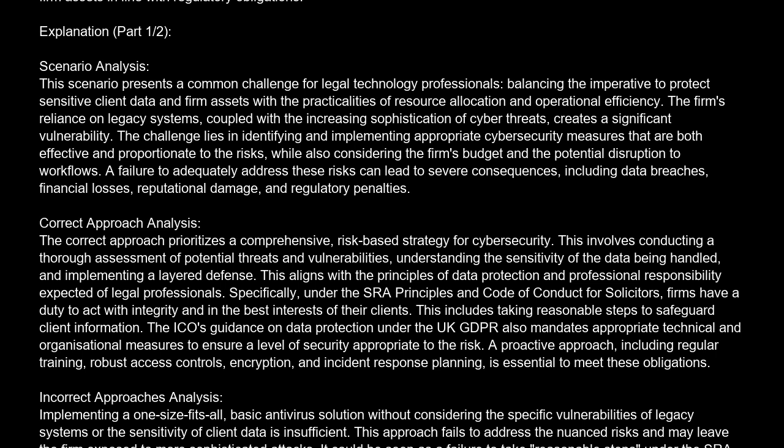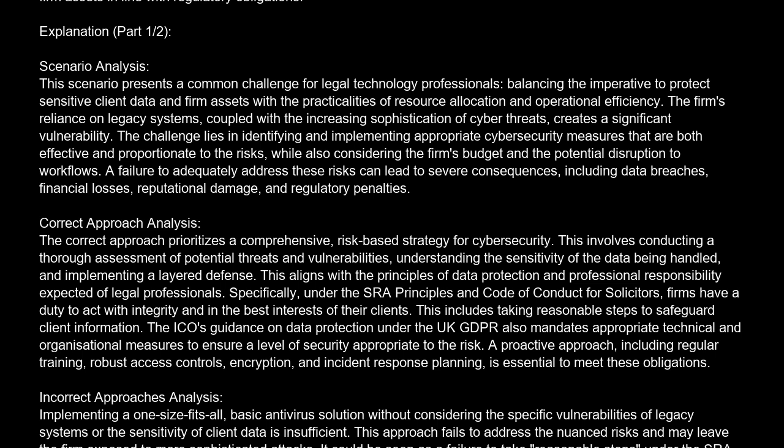Incorrect approaches analysis. Implementing a one-size-fits-all basic antivirus solution without considering the specific vulnerabilities of legacy systems or the sensitivity of client data is insufficient. This approach fails to address the nuanced risks and may leave the firm exposed to more sophisticated attacks. It could be seen as a failure to take reasonable steps under the SRA Code of Conduct and a breach of the data protection principles under UK GDPR, which require a risk-based approach to security.